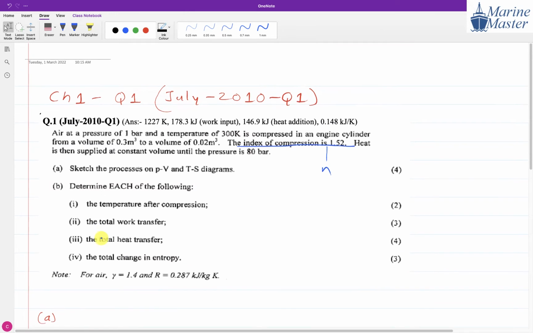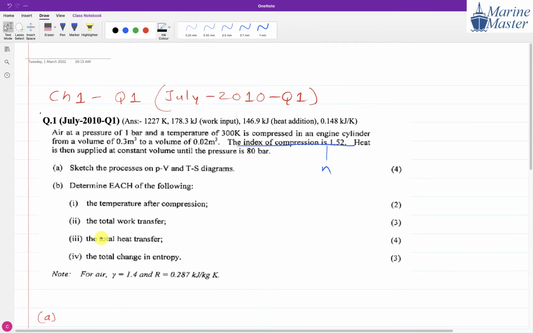Then I'm going to read the question further. Heat is then supplied at a constant volume until the pressure is 80 bar. So after the polytropic compression, what is going to happen? Heat is supplied at a constant volume until the pressure is 80 bar.